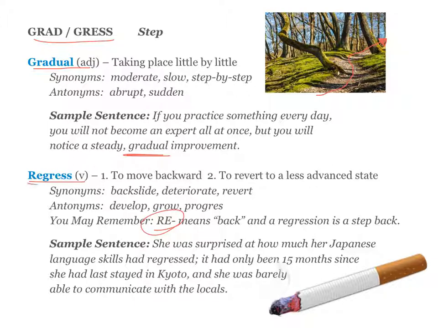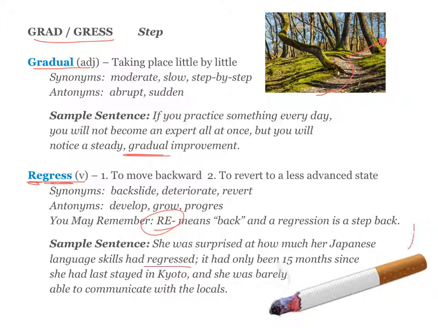Literally, the re means back, gress means step. It's a step backwards. Your sample sentence says, she was surprised at how much her Japanese language skills had regressed. It had only been 15 months since she had last stayed in Kyoto, and she was barely able to communicate with the locals. So if you don't use a language, your skills will regress. You'll take a step back and you'll have to relearn.